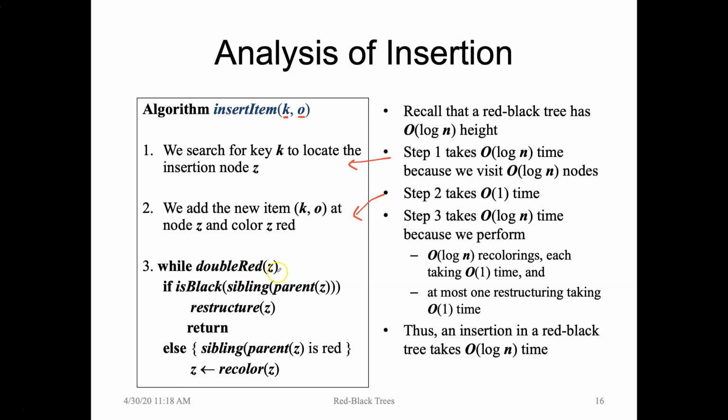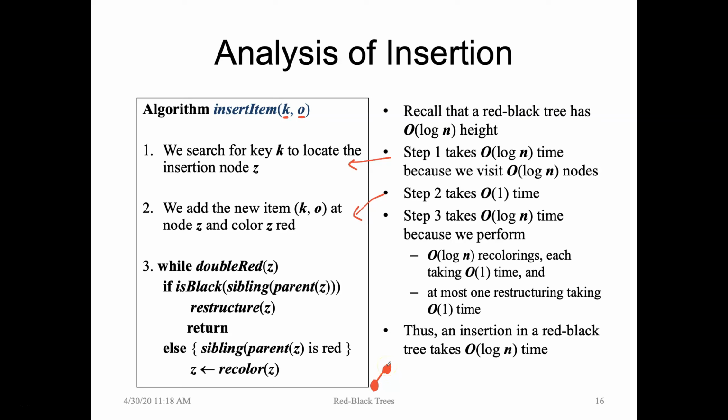If we didn't create a double red, if we added a new node and its parent was black, we're okay, we don't have to do anything else, we're done. But possibly we created a double red if the new node that we inserted had a parent which was already red. Then we created a double red. What should we do next?